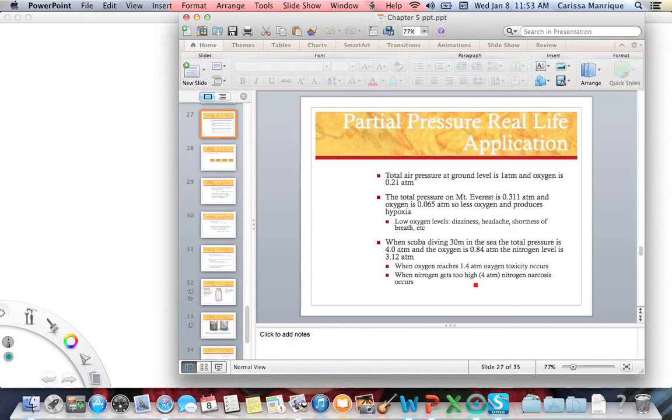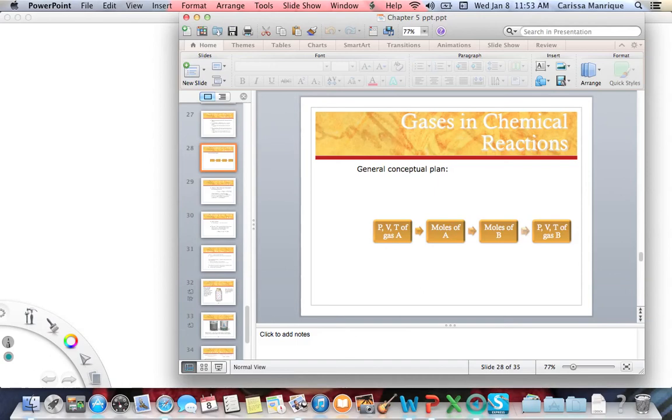So this is why you have to be careful when you scuba dive to keep your oxygen and nitrogen levels fine, because you're going way below ground pressure, causing your partial pressures to increase. So increase and decrease of partial pressures can have a really big effect. You're wondering, why do I care about this partial pressure stuff? Well, one day it could save your life. So take that into consideration.